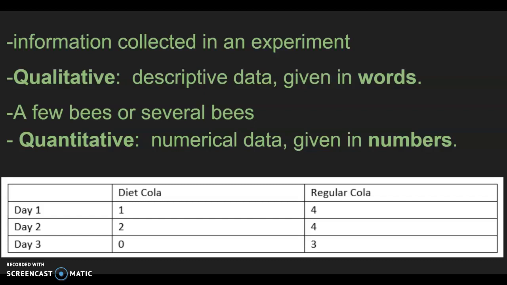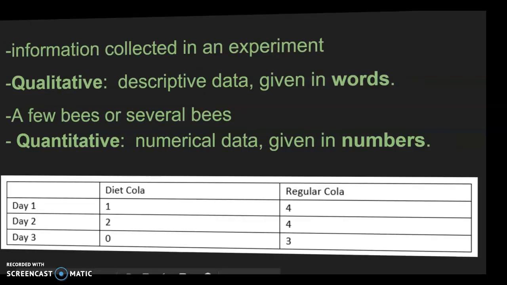We could use some tools or we could just count. So this is much more of what we want to see in science. We want to see those numbers. So we've got 1, 2, 3 Diet Cola bees, and there's 8, 9, 10, 11 regular cola bees. So that's our numbers. So it's quantitative, quantities.